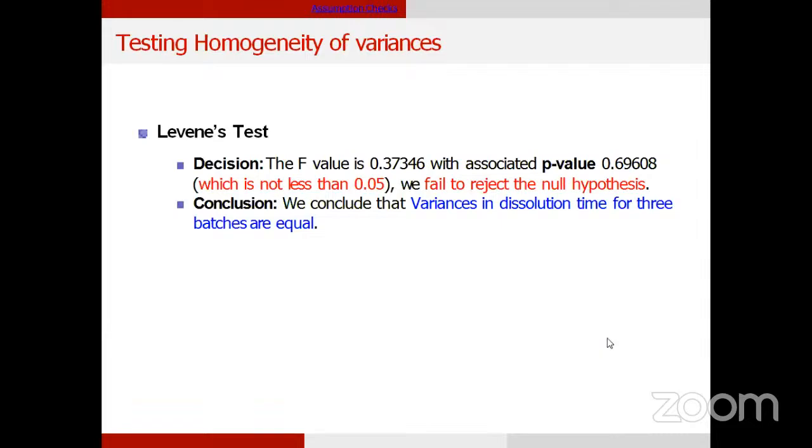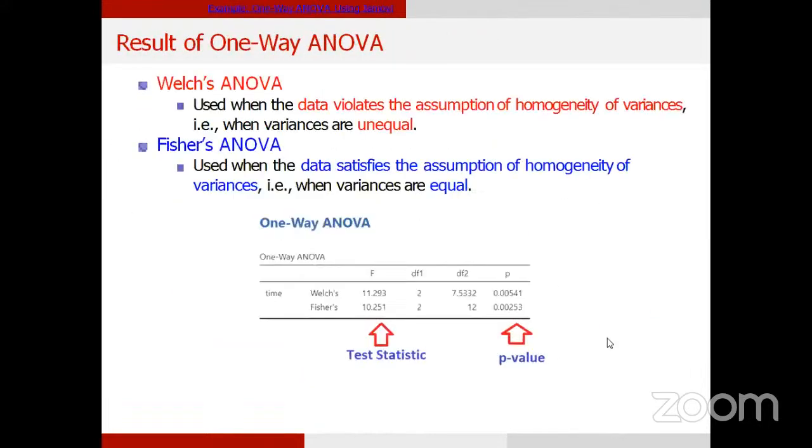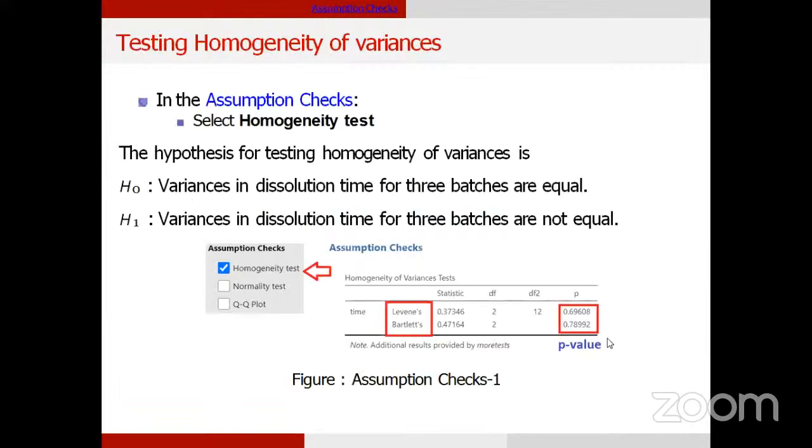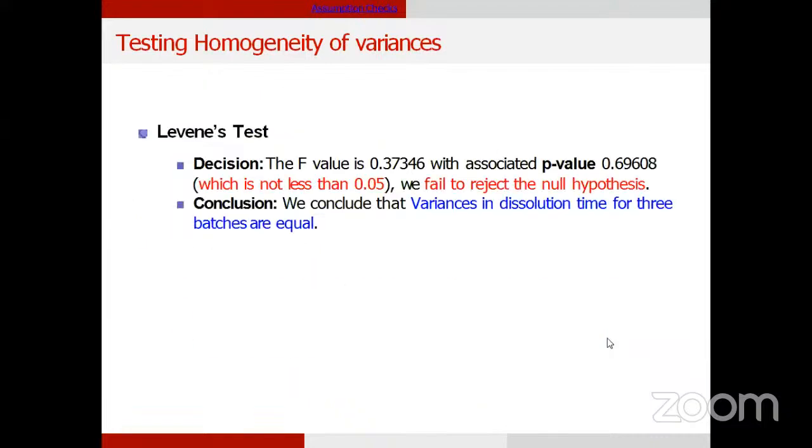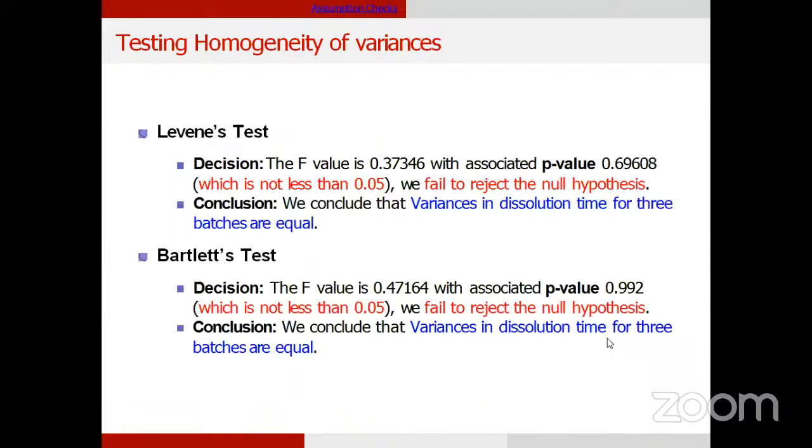So variances are equal, which test do we have to follow? Where the variances are equal, Fisher's ANOVA is what you follow. Fisher's ANOVA value is 0.002. If the variances are unequal, you have to follow Welch's ANOVA. For that, we have to do the homogeneity test, for checking the variance levels of different groups. So Levene's test, then Bartlett's test also we have to check.